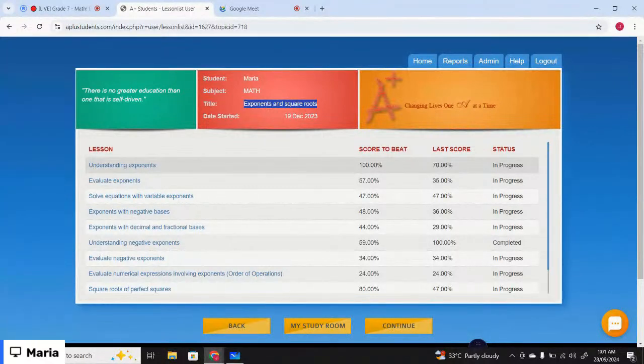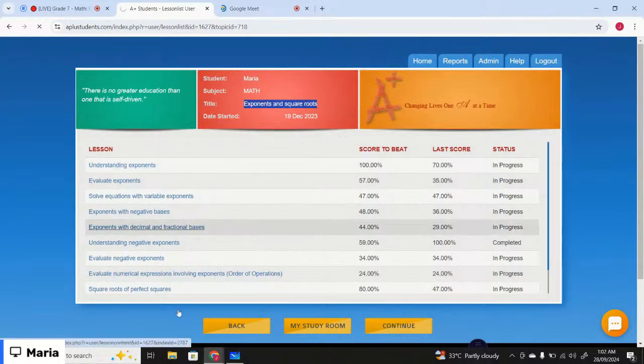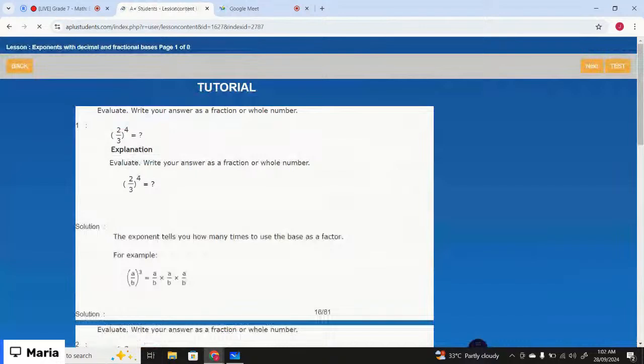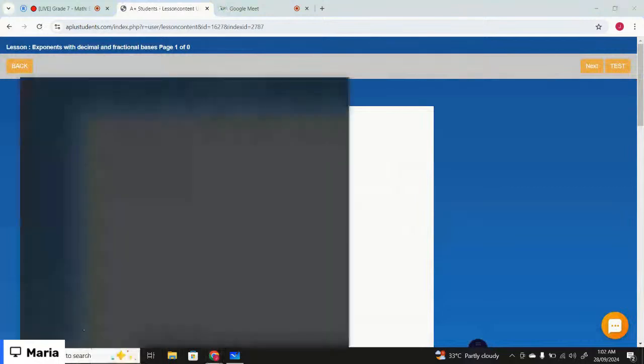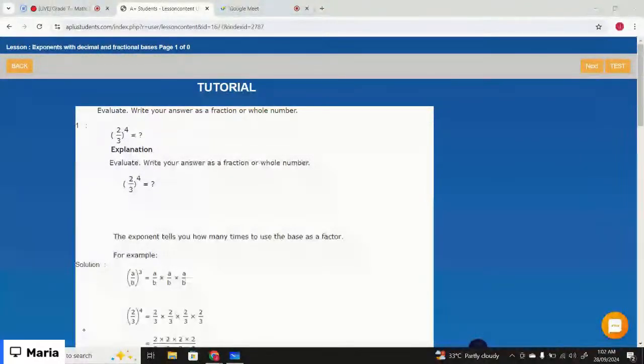So let's just start with the lesson that is exponents with decimal and fractional bases. Evaluate. Write your answer as a fraction or whole number. So the first example is 2 by 3 exponent 4. That is 2 by 3 exponent 4.